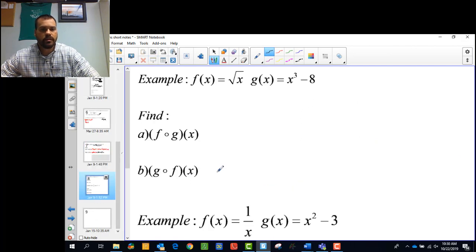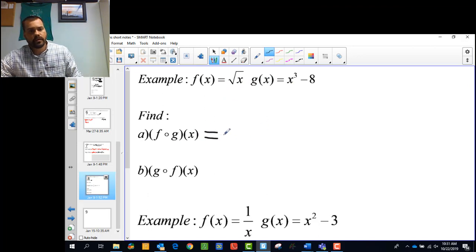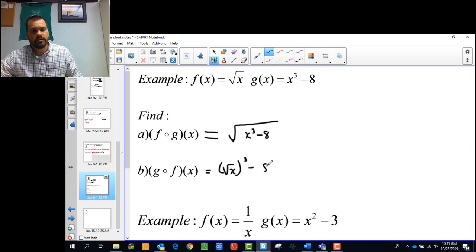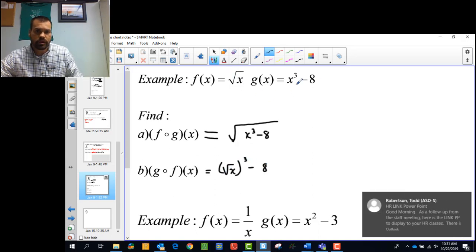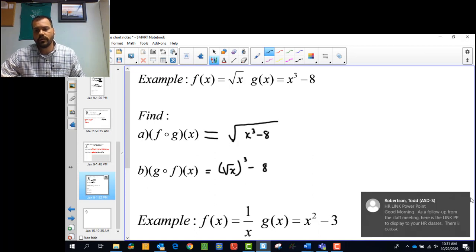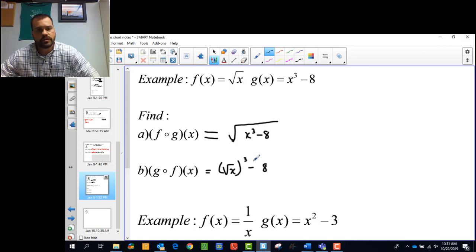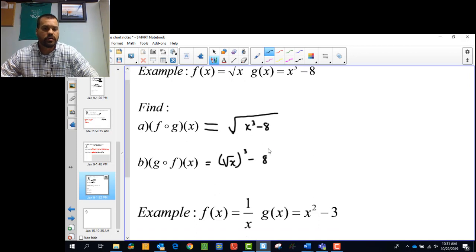All right? And I mean, there's a number of different types of functions you can have. So here's another example. It's root x and x cubed minus 8. So if I say f of g, that means I'm taking the square root of, instead of x, x cubed minus 8, because that's what g is. If you're doing it the other way around, you're taking the square root of x cubed minus 8. Okay, because you're taking f and x. So it's very much the same process over and over again. It's just a matter of the functions might be different.